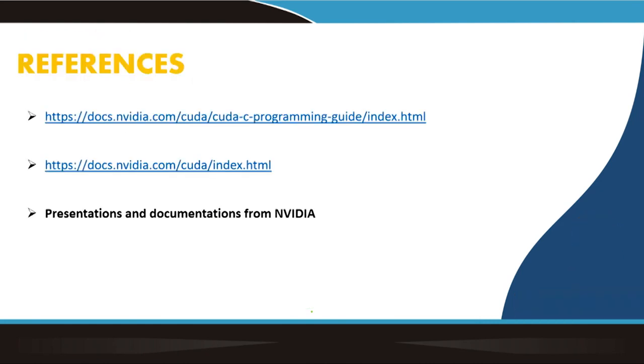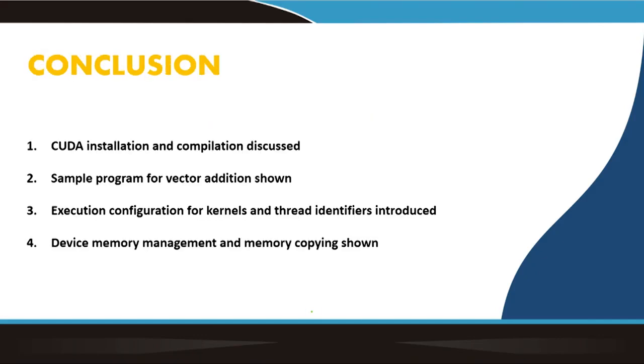Well, these are the references, mostly taken from NVIDIA's CUDA lecture manuals. We have looked into CUDA installation and compilation. A sample program for vector addition is shown. Execution configuration, kernels and thread identifiers are introduced. We saw a very simple, rudimentary form of thread algebra, how global thread IDs are to be found out, and how a thread can be related with a memory location. Then device memory management and memory copying is shown.